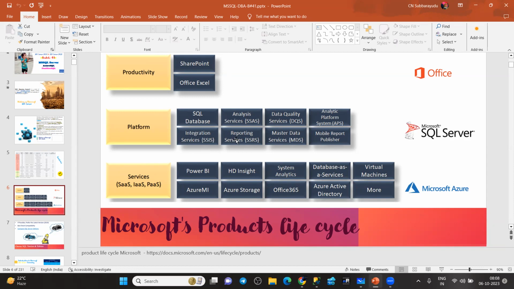But again, you are not part of any development team. You need not worry about any development part, how they are designing the packages, how they are designing the cubes, how they are designing the reports. We are not worried about that. But as a DBA, you need to take care of backups, restores, granting and revoking permissions, and maintaining the services. That is our responsibility.